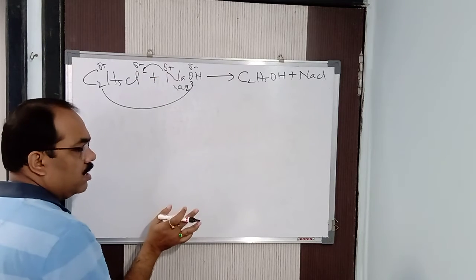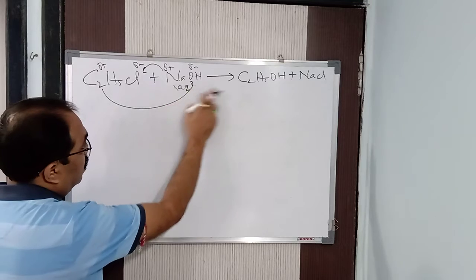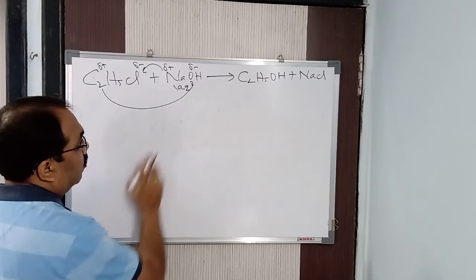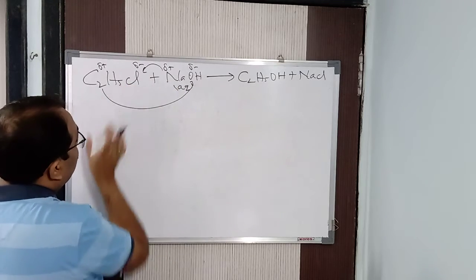Always like charges repel, unlike charges attract. So these are unlike charges, so it forms C2H5OH and NaCl. You can take KOH also here. You can take any alkyl halide.